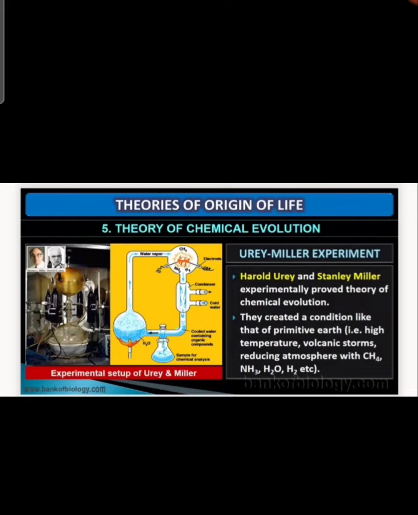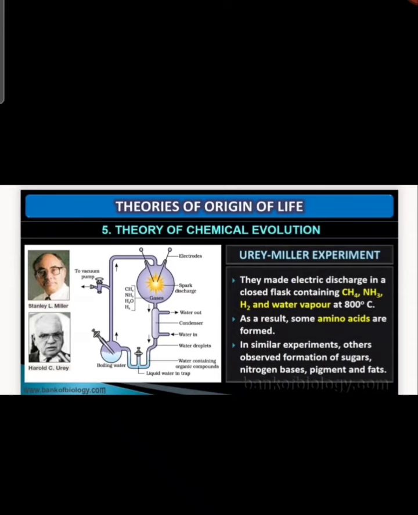They didn't just say it theoretically, they proved it through their experiment. They created a condition like that of the primitive earth, that is high temperature, volcanic storms, a reducing atmosphere with ammonia, methane, water, hydrogen, etc. Whatever the earth's climatic condition was at that point, the same condition they created in their experimental setup, and they tried to prove how the earth might actually have come into existence.